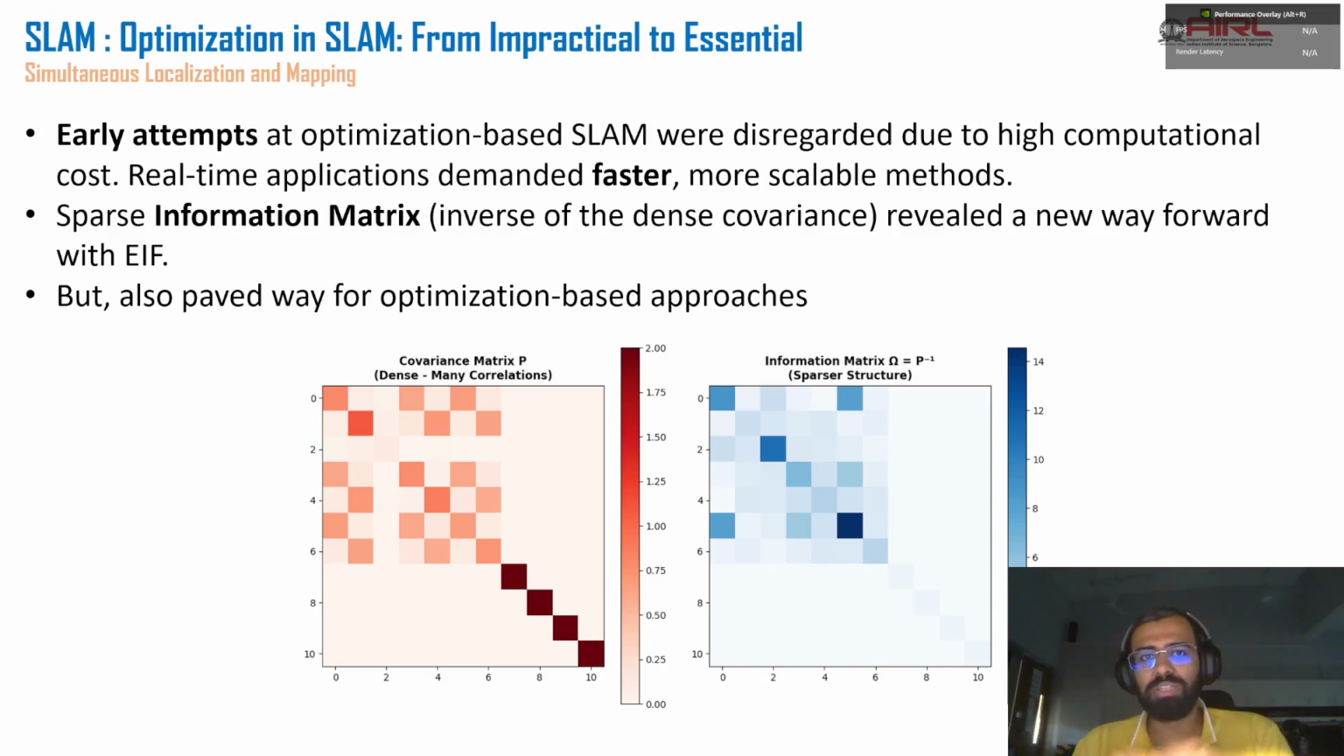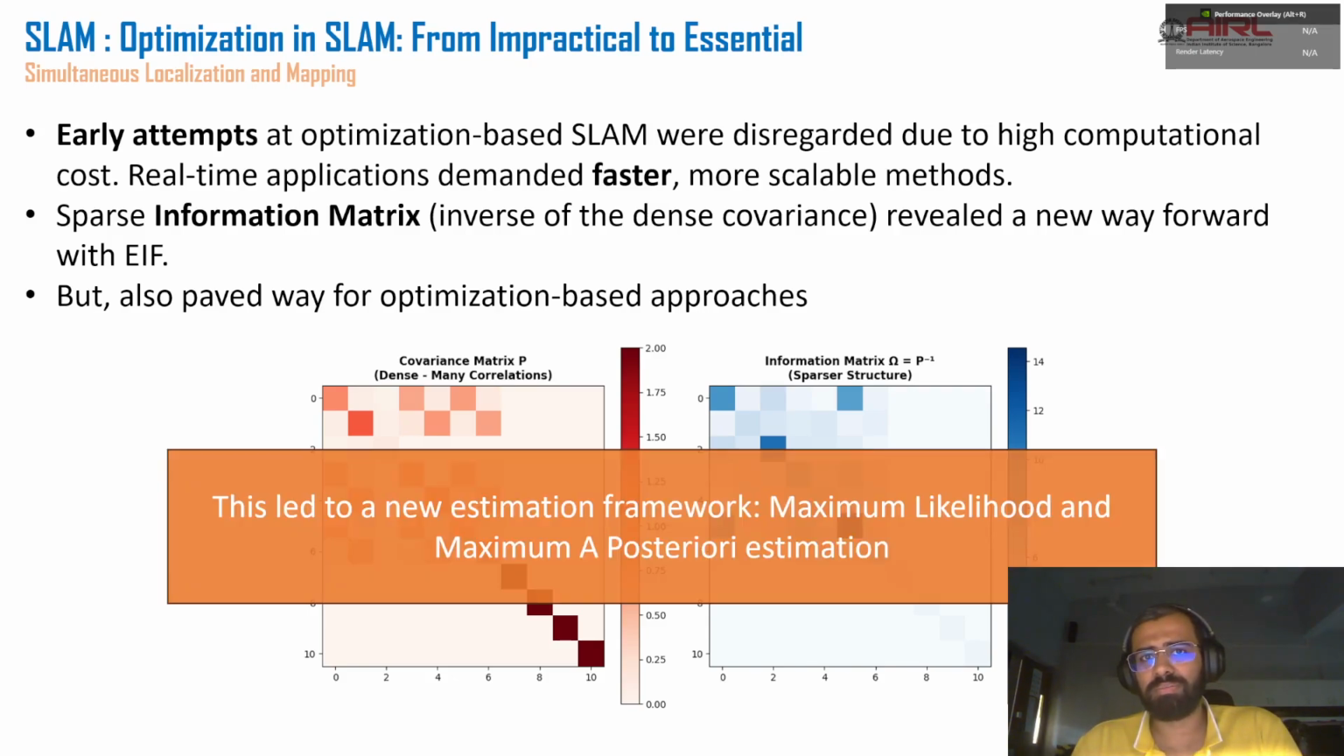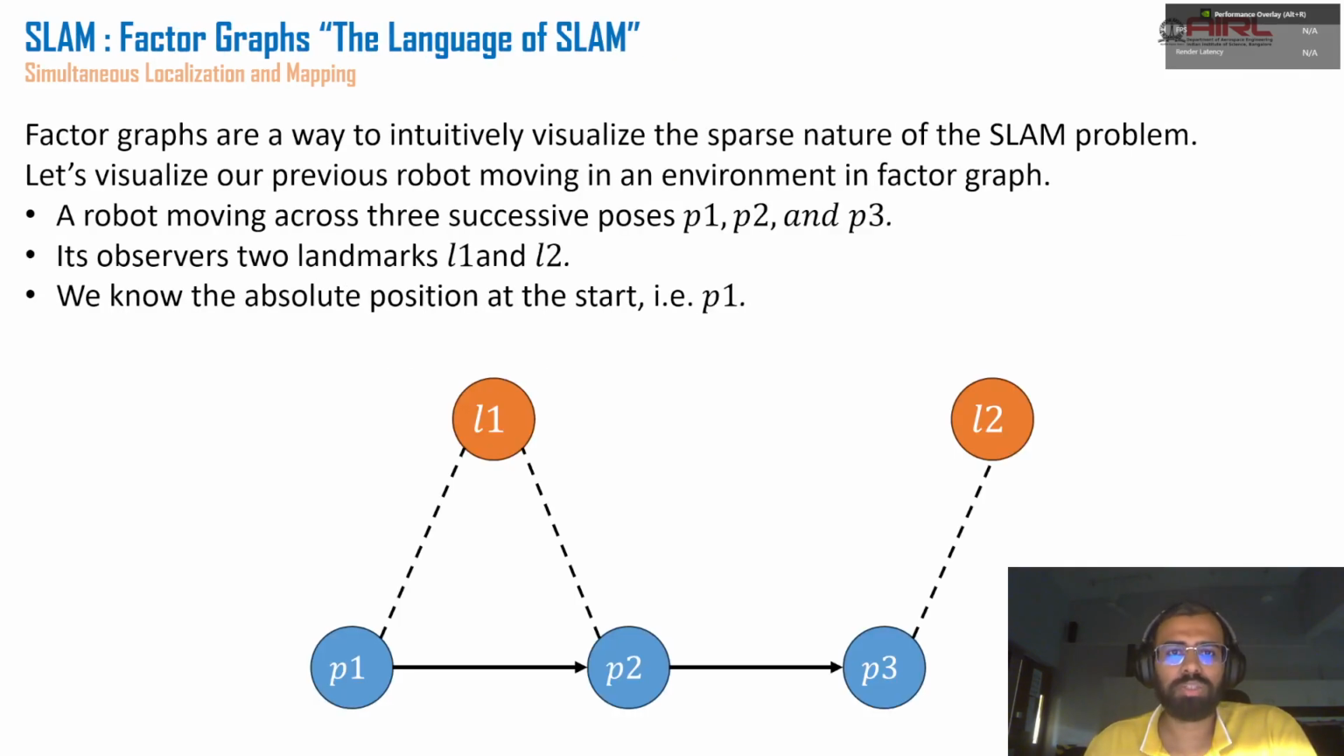But when people saw this information matrix, which we discussed in the last lecture, it gave them a bit of a thumbs up that no, you can still do this, and that whole thing led to MLE. So that's your maximum likelihood as well as maximum a posteriori estimation based methods. So we'll look at it. Let's first figure out what factor graphs are.